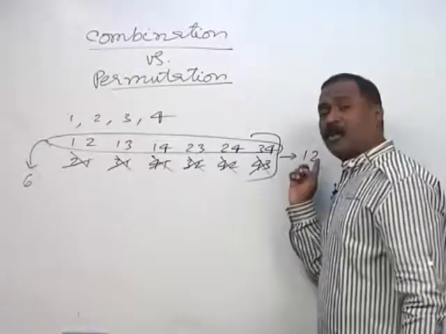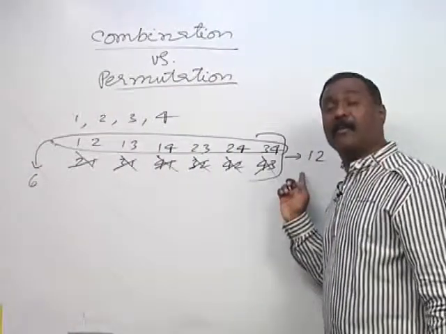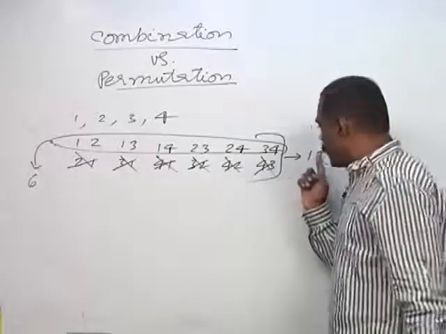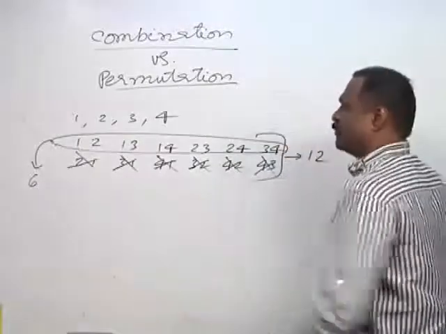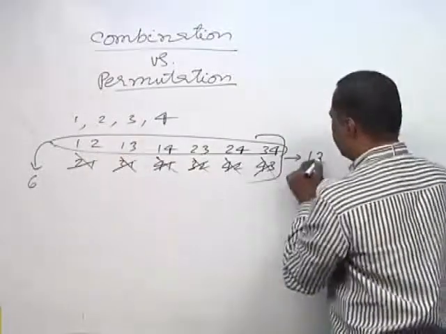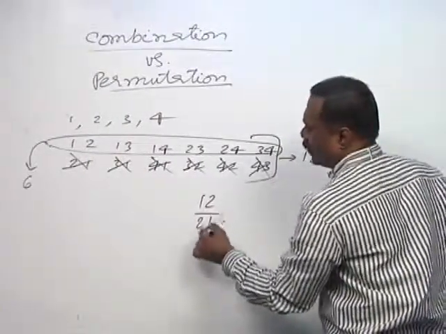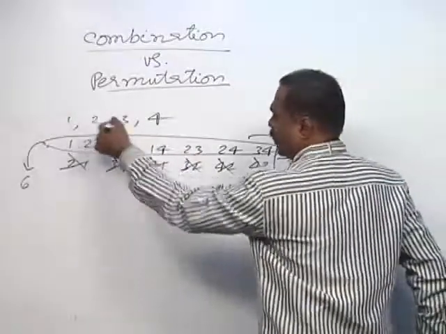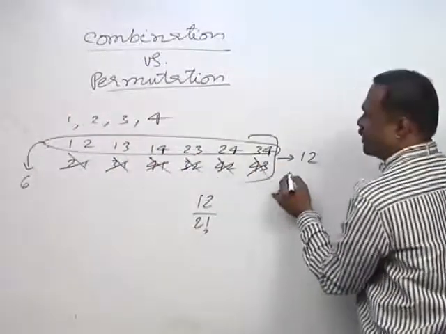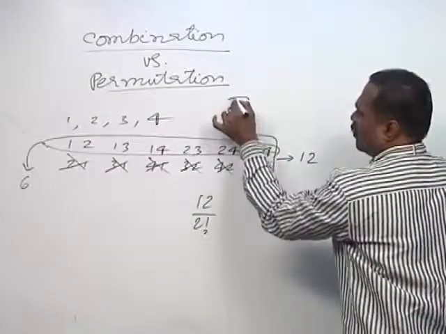How many arrangements do you have here? 12 arrangements. The permutations are 12 and the combinations are 6. So what makes the difference? Here the internal arrangement is to be divided: 12 upon 2 factorial. Or rather, 12 is something we derived yesterday in two different ways.